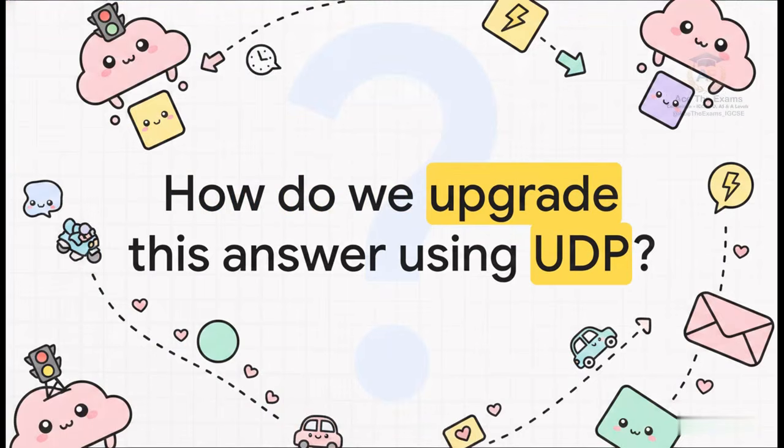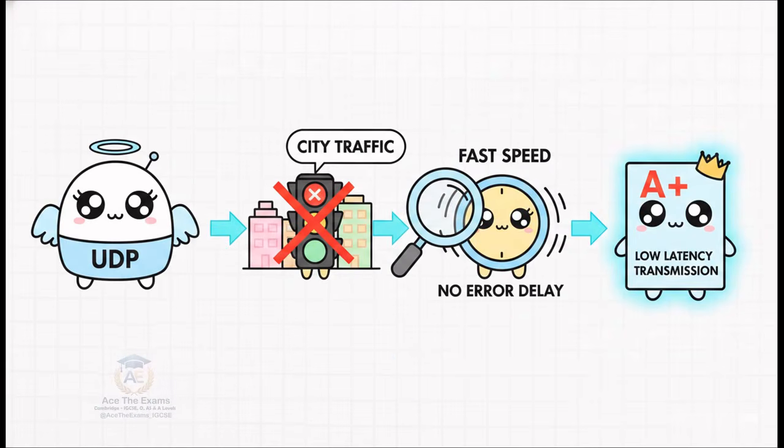So, the big question, how do we upgrade this? I want you to literally pause this explainer right now. Seriously, take a moment, run through the 4-step framework in your head. Think about the difference between normal, everyday data and the extreme, high-volume data of a city traffic system. How would you rewrite this answer using UDP? Pause it, predict your answer, and then we'll keep going. Okay, ready? Here is your top bands upgrade.